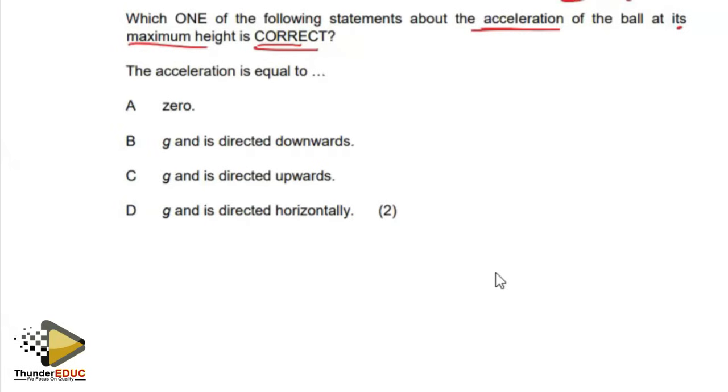So acceleration is zero? No, this is out. The acceleration is g and it's directed downwards, which is the correct direction. g directed upwards, no. g directed horizontally, no.